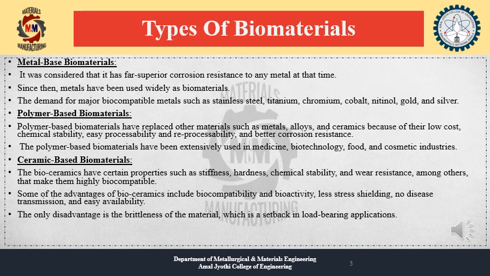Types of biomaterial. The first one is metallic-based biomaterial. It was considered that it has far superior corrosion resistance to any metal at that time. Since then, metal has been used widely as biomaterials. The demand is for major biocompatible metals such as stainless steel, titanium, chromium, cobalt, nitinol, gold, and silver.